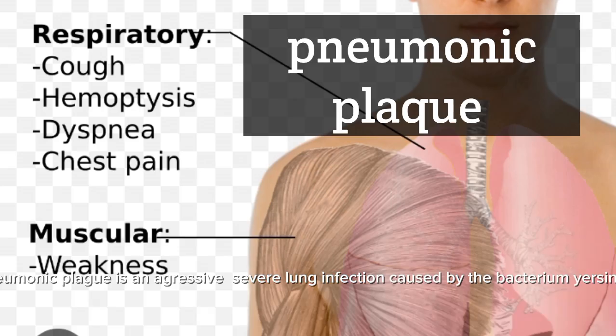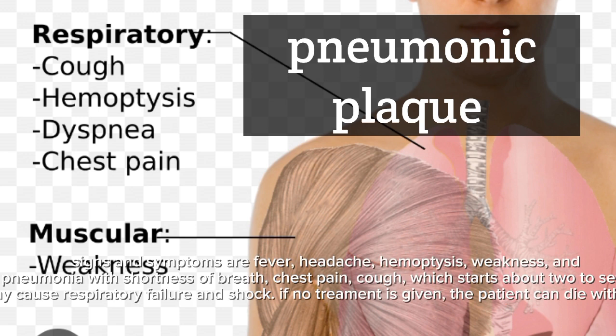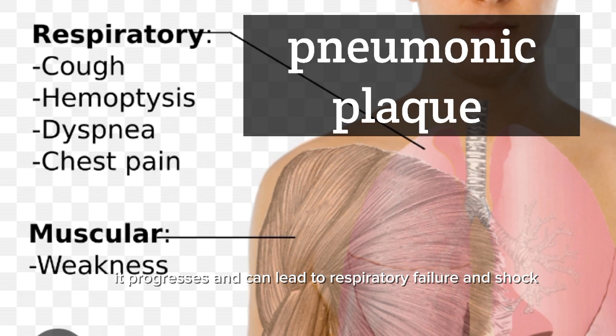Pneumonic plague is an aggressive lung infection caused by the bacterium Yersinia pestis. This bacterium is found in rodents and their fleas. Signs and symptoms are fever, headache, hemoptysis, weakness, and rapidly developing pneumonia with shortness of breath, chest pain, cough, which starts about 2 to 7 days after exposure and may cause respiratory failure and shock. If no treatment is given, the patient can die within 36 hours. It progresses and can lead to respiratory failure and shock.